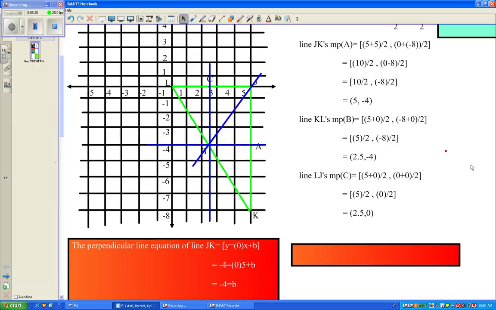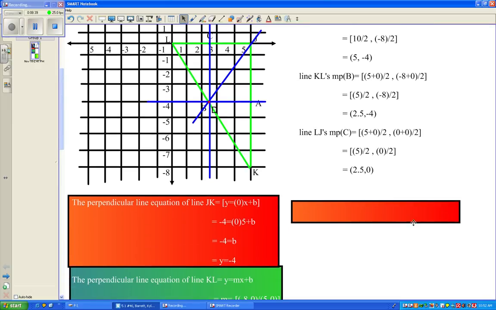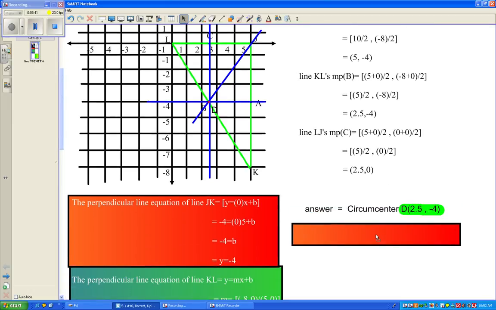So the midpoint D is right where they all, I mean the circumcenter is right where they all meet at (2.5, -4).